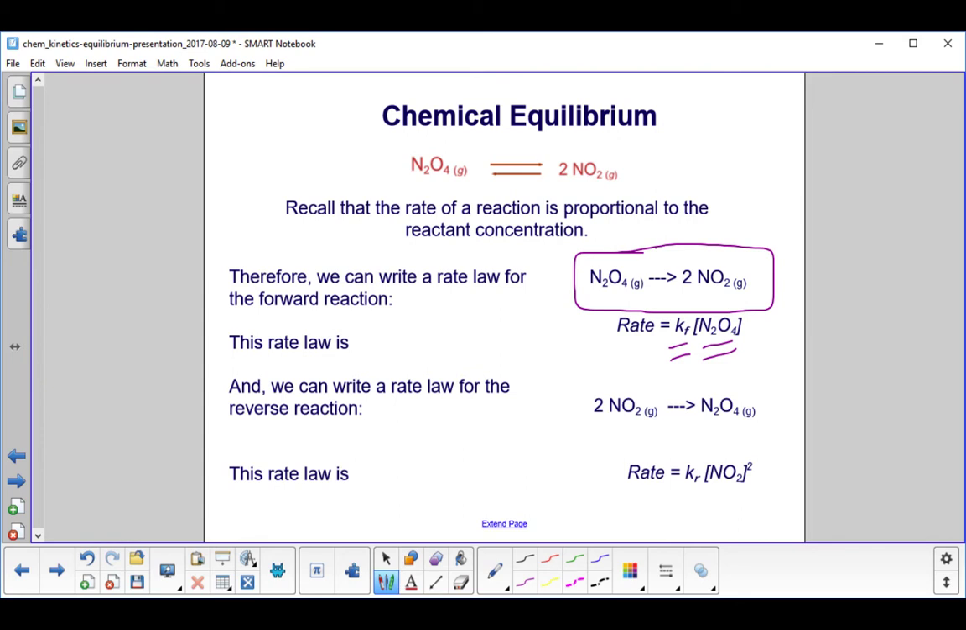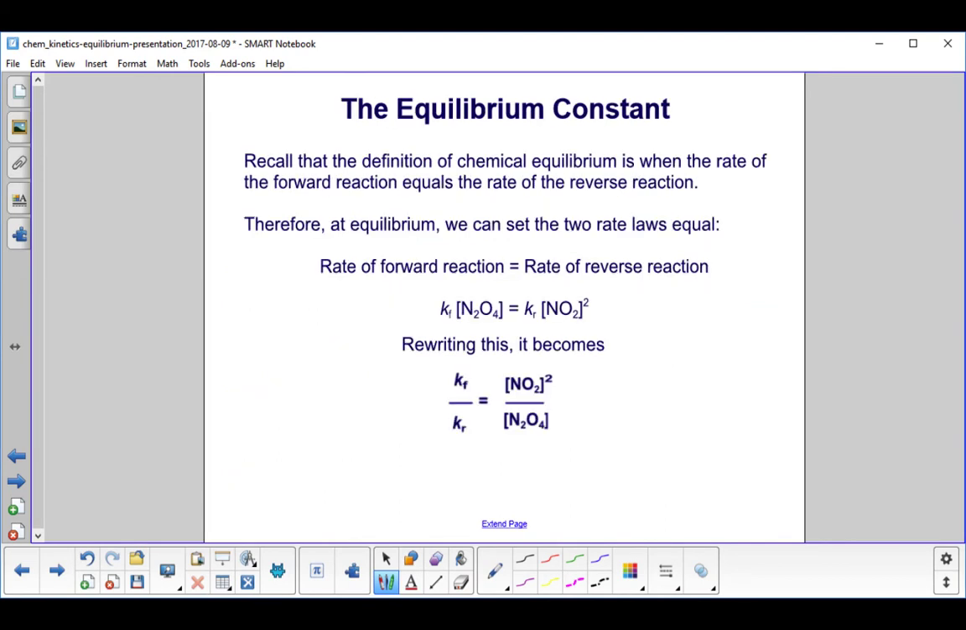We can also write a rate law for the reverse reaction. This is when you have nitrogen dioxide going to dinitrogen tetraoxide, and that rate will be some constant Kr. Kr is reverse, F over here is forward, times the concentration of NO2 squared. The definition of chemical equilibrium, because that's what we're talking about here, is when the rate of the forward reaction equals the rate of the reverse reaction.